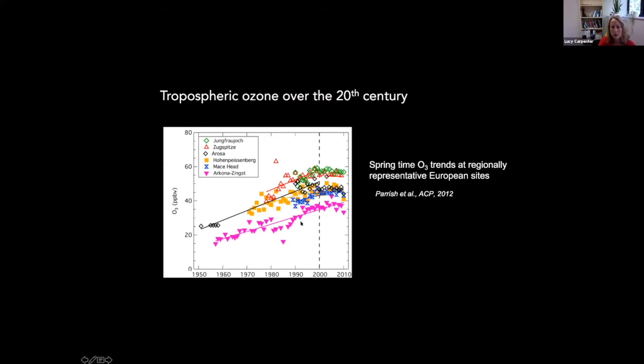If you look at the trends over the 20th century, these are measurements made at sites that many people will be familiar with, some good GAW sites here, but these are in Europe mainly. And you can see that the ozone at least doubled over the 20th century. And in Europe, at least, it seems to have mainly stabilized since then. But that is not true if you look over the world.